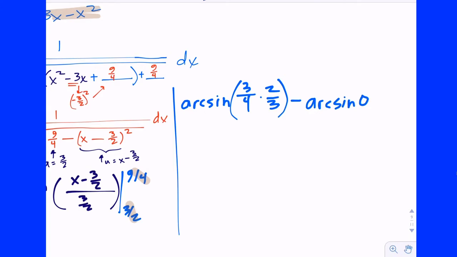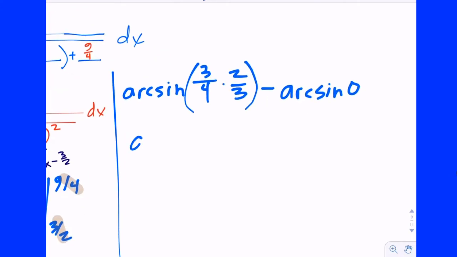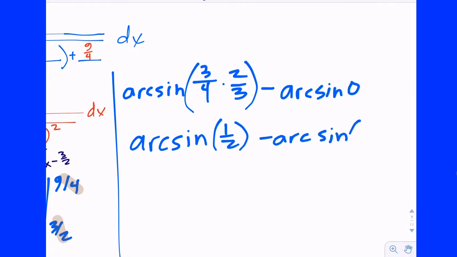Now, is that a numerical answer? Good place to stop? Pre-response? Yeah, I think so. But let's keep going then. Arc sine of, your 3's divide out, you get 2/4, which is a half, minus arc sine of 0. It's another good place to stop. But let's evaluate it now.